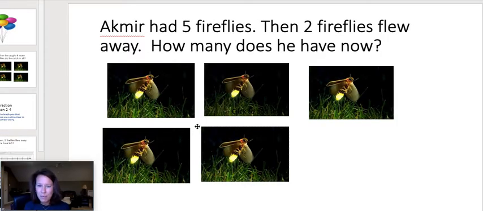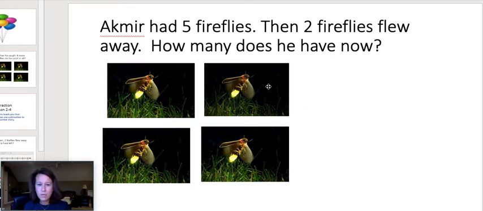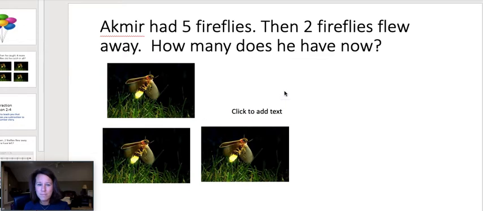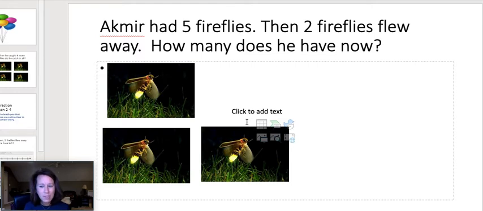So looking back at that problem with pictures, let's think about it in a different way. Akmir had 5 fireflies. Then 2 fireflies flew away. How many does he have now? Here's 5. And if we have 2 fly away, we still ended up with 3 as our answer. We can use objects, or we can use a number line, or we can use mental math. Which one do you think will work best for you?